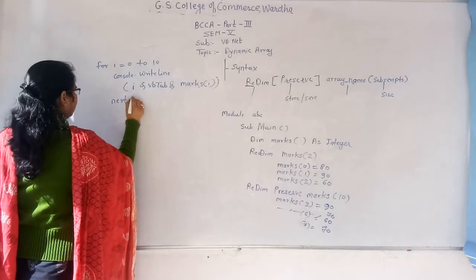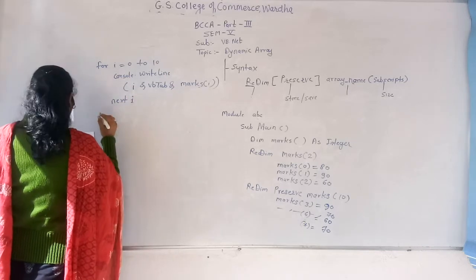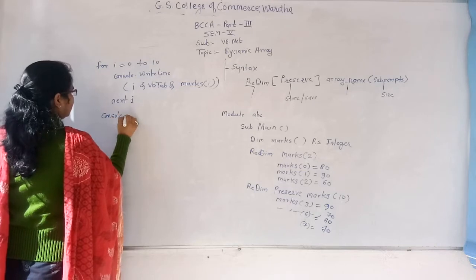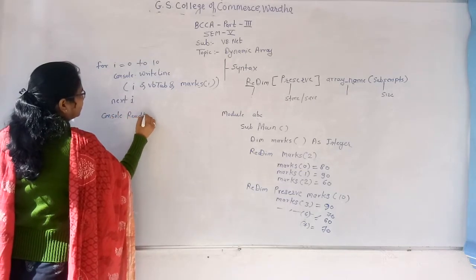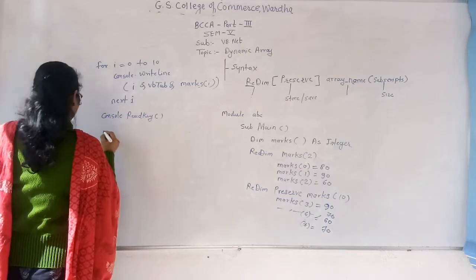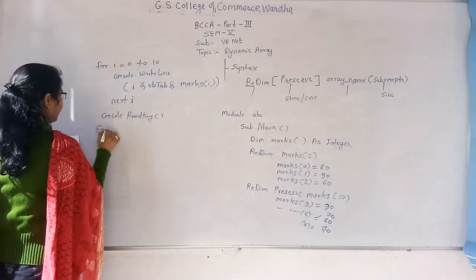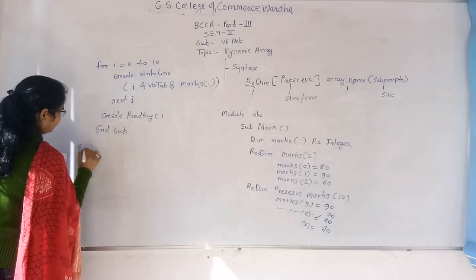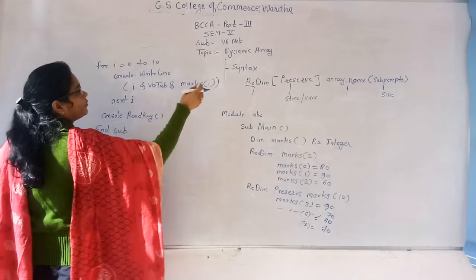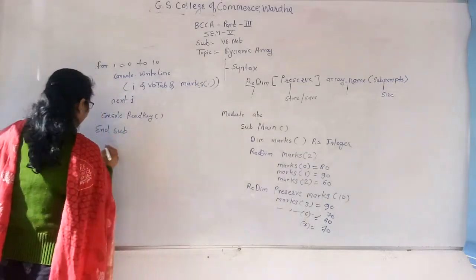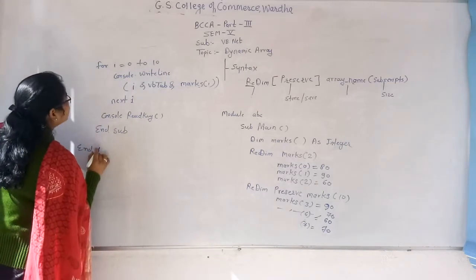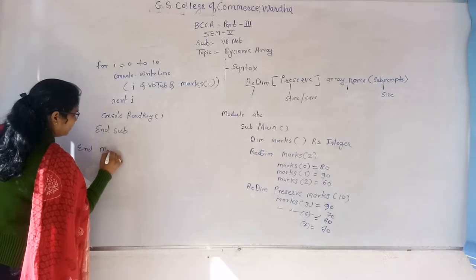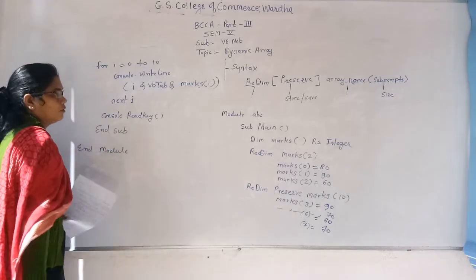Then Next I, then Console.ReadKey for holding the screen, then End Module. Whatever the name given to the module, you do not give the name for ending; you just have to write End Module.